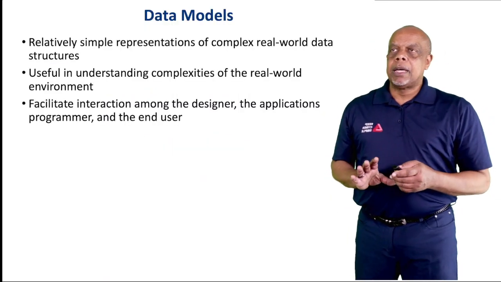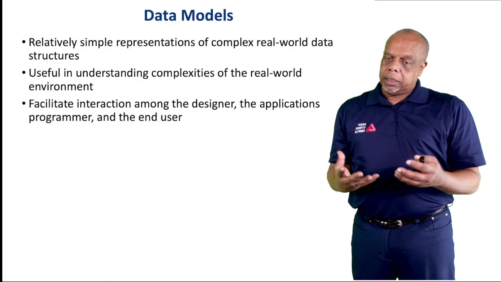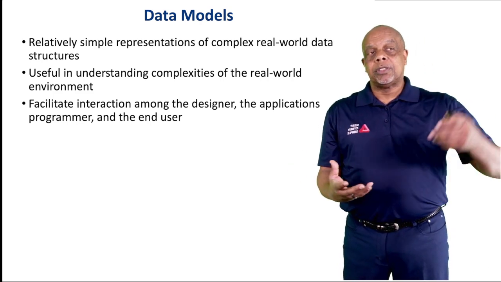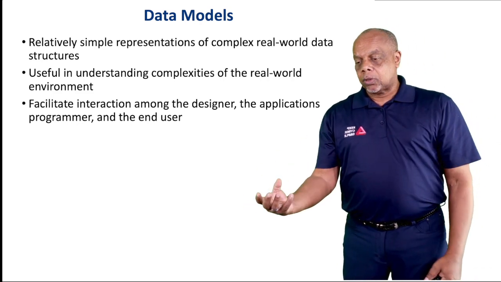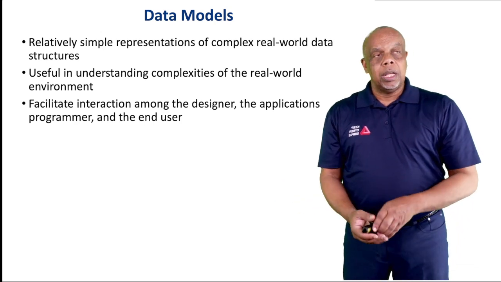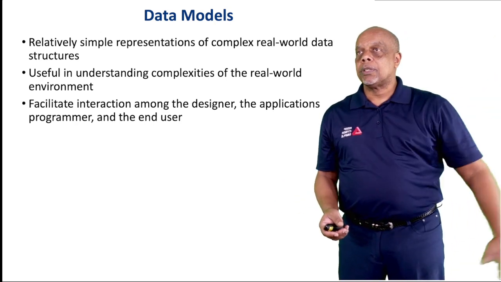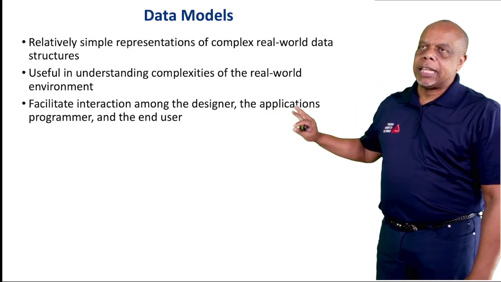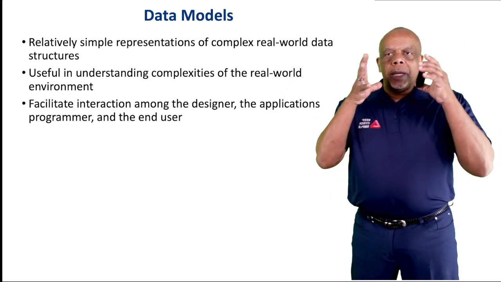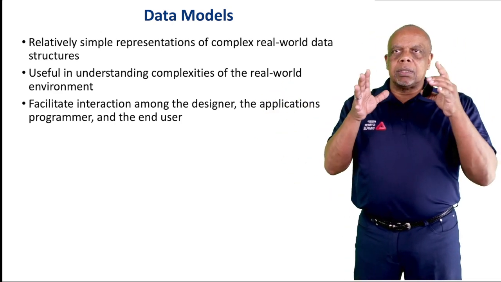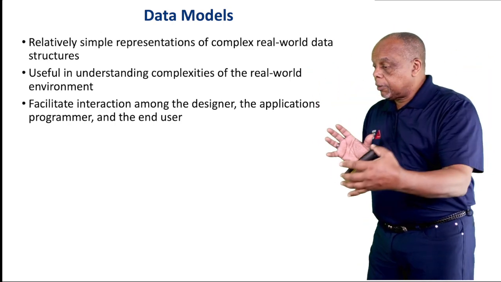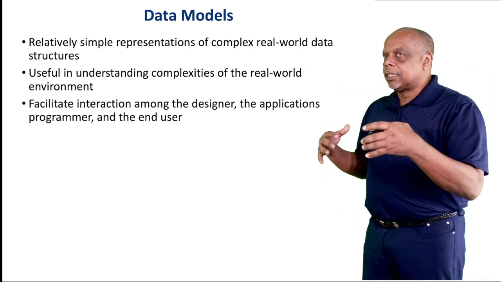So when we think about data models, what is a model? I think it's pretty easy to understand. A model is a representation of something else, something smaller. Like a model car is a representation of a real car. I'd say simple representations of complex real world data structures. It helps us understand and visualize real world things in a much smaller environment, where we can actually see it, many times in a 360-degree view.